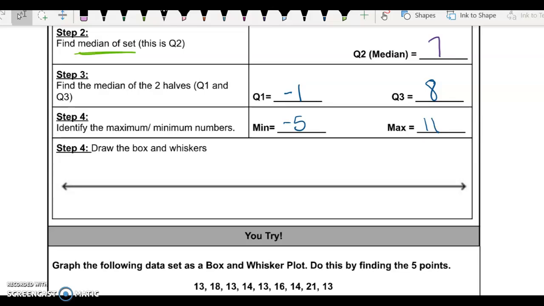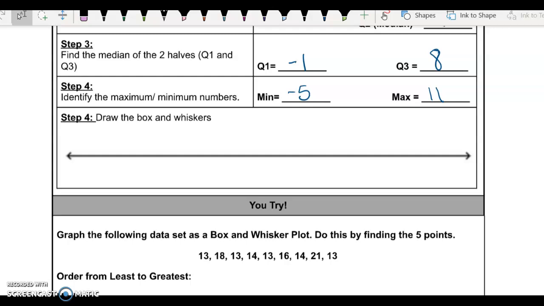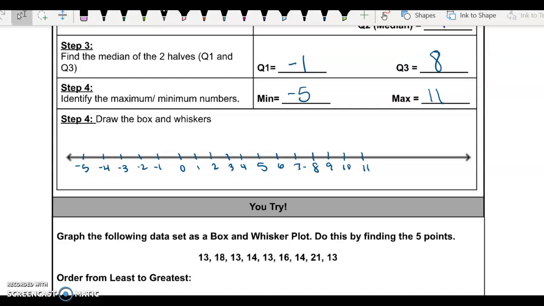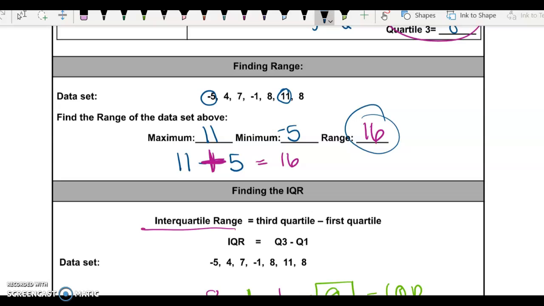So now we're going to draw our box and whisker plot. So I'm going to make a number line that includes from -5 to 11. So all I did was put those numbers on a number line. I probably could have spread them out a little bit more, but that's okay. So from -5 to 11, you'll see that we have 1, 2, 3, 4, 5, 6, 7, 8, 9, 10, 11, 12, 13, 14, 15, 16 numbers, which makes sense because we said that our range was 16.